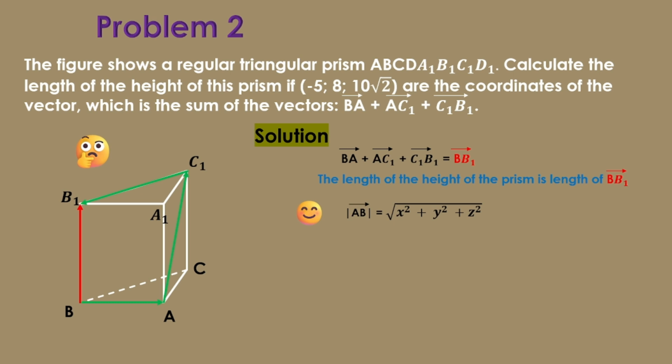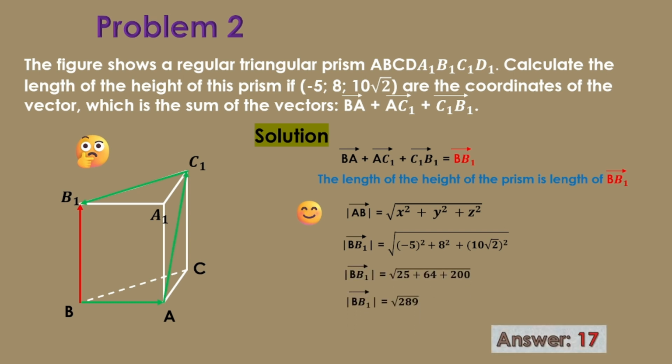The length of the height of the prism is the length of BB1. We find the length of this vector according to the given coordinates, and we get that the length of vector BB1 is equal to 17.